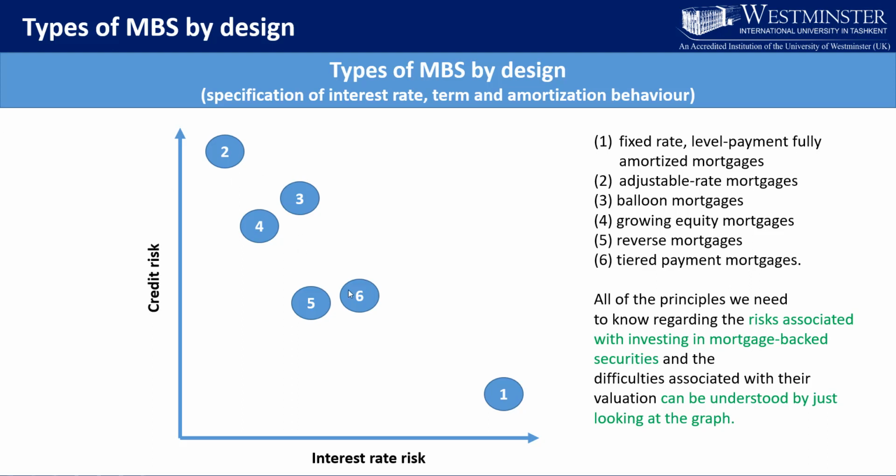And there are some in the middle, 5 and 6, for example, reverse mortgages and tiered payment mortgages. You may find out about these by Googling. Now, all of the principles we need to know regarding the risk associated with investing in mortgage-backed securities and the difficulties associated with their valuation can be understood just by looking at this graph. In the next video, we'll analyze some mortgage-backed securities and look at certain parameters or metrics that are used to measure prepayment risk and other things.